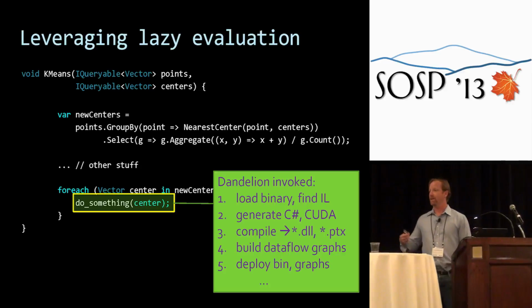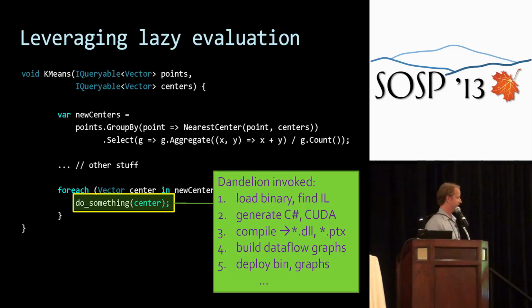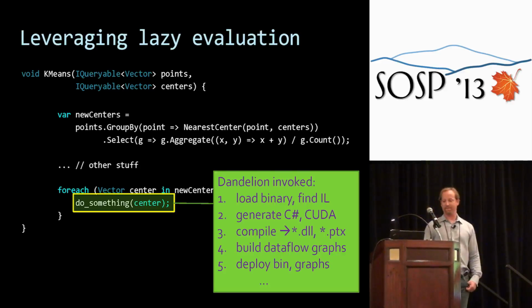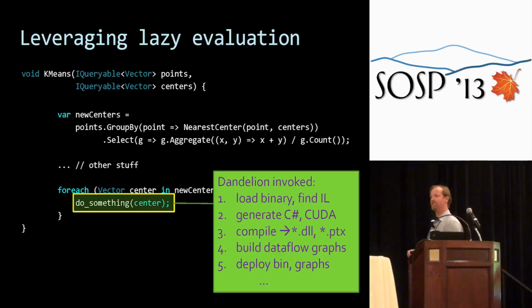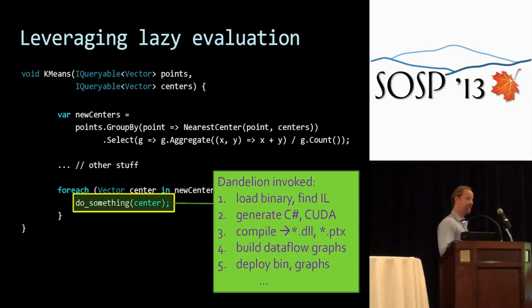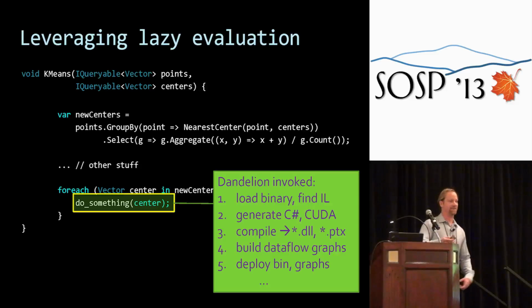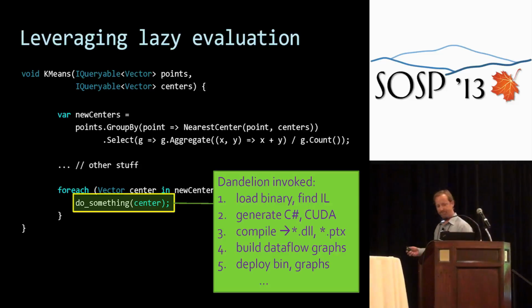And at this point, it will load the binary for the currently running executable, find the IL for the types and functions used in the query, generate C# serialization code and CUDA kernel code, invoke the C# compiler and the CUDA compiler, build the 3 dataflow graphs I started the talk telling you about, deploy to the cluster, and run.